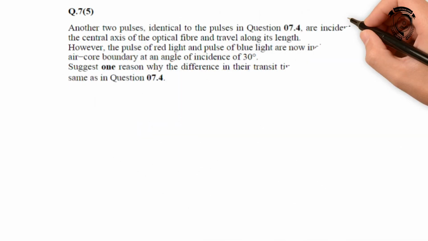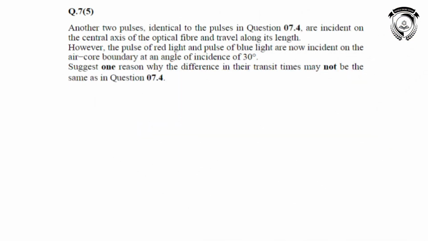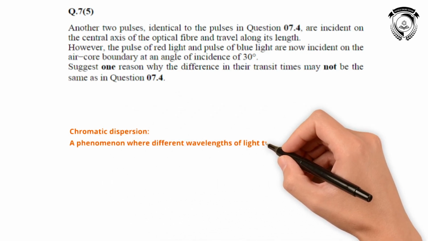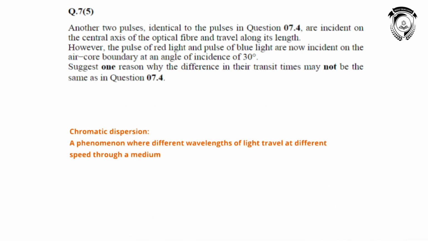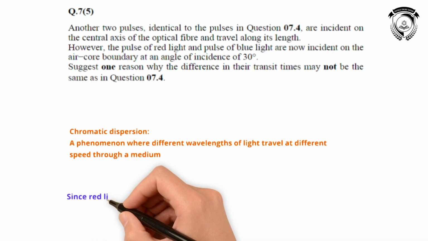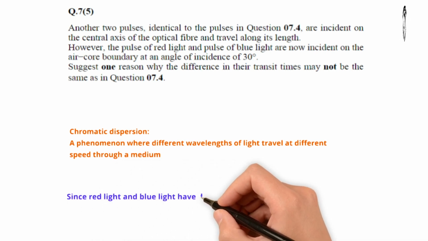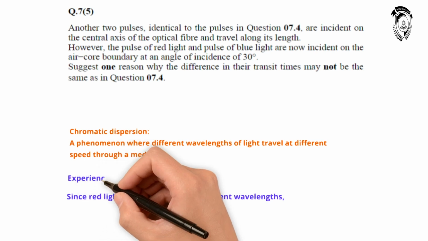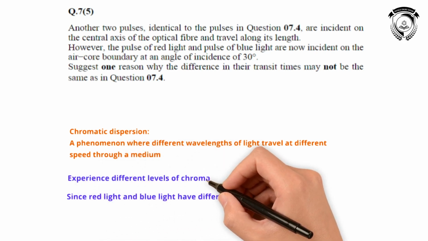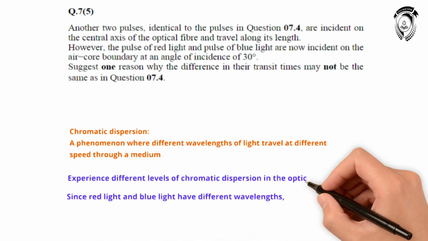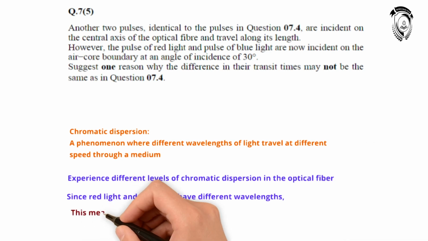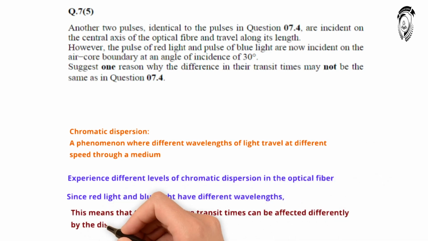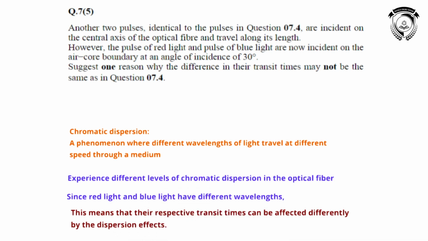Question 7.5. You have to suggest one reason why the difference in their transit times may not be the same as in question 7.4. They are talking about chromatic dispersion here, which is a phenomenon in which different wavelengths of light travel at different speeds through a medium. Hence, red light and blue light have different wavelengths. So therefore, they will experience different levels of chromatic dispersion in the optical fiber, and hence their transit times will also be different.